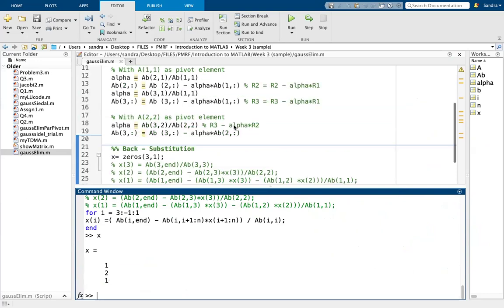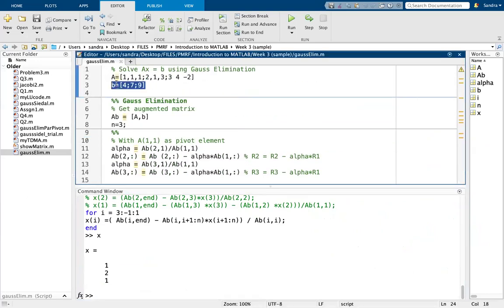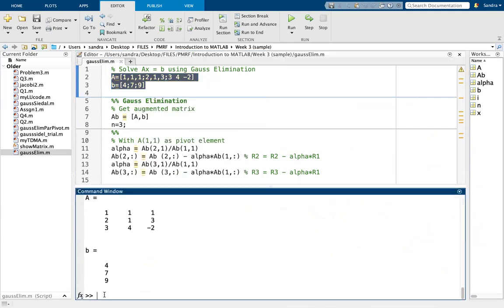If you have doubt whether this is the right answer, you know the A and B, right? Let's do inverse of A multiplied by B. You'll again be getting 1, 2, 1. So this is a solution. First you do Gauss elimination, make a lot of entries 0, then you do back substitution. That is a numerical method of solving this system of linear equations. Any doubts? If there are no doubts, let's move on to the next part.